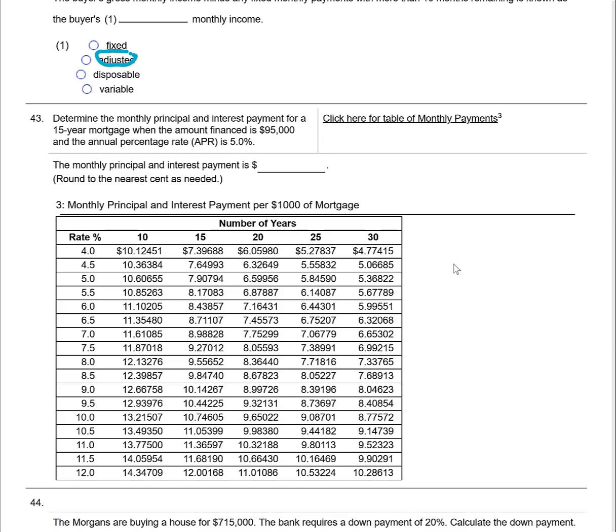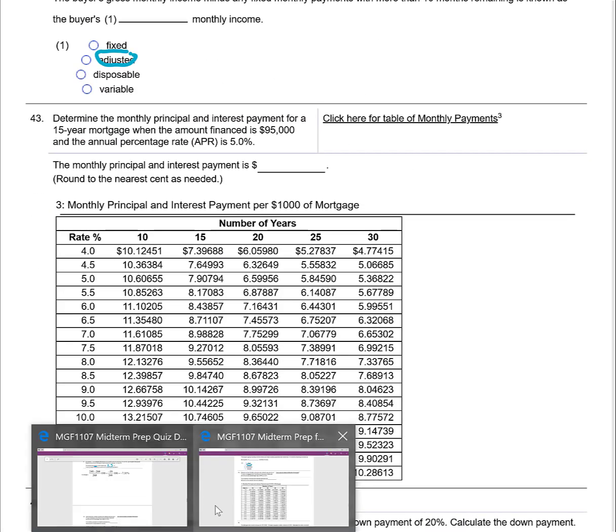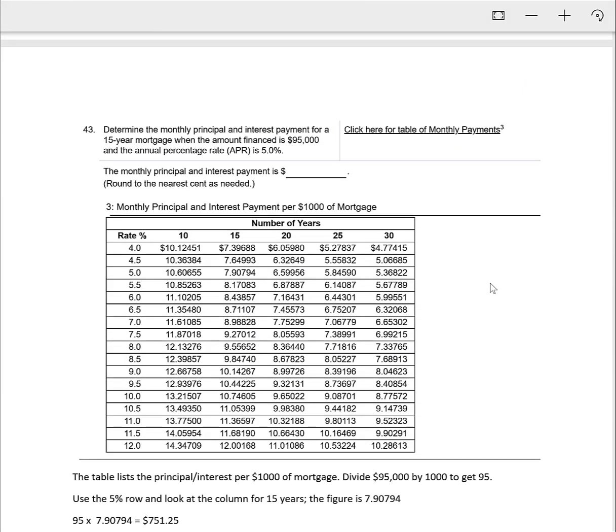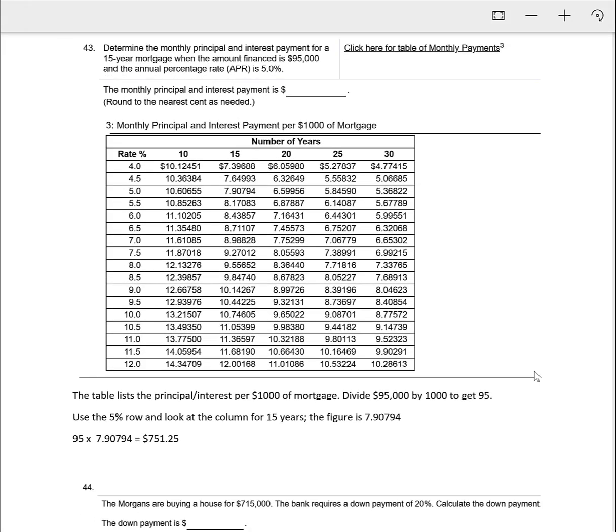All right, now we're going to go over and do a mortgage payment where we're using a table. Okay, so what do we do here? This table lists the amount of interest and principal for $1,000, and we want to finance $95,000. So we take 95,000 and divide by 1,000. So we see there's 95 units that we're financing. And then we look in the table at the 5% row, and we're doing 15 years of payments. So in the 5% row, there's the multiplier that we're going to use, 7.90794. And we multiply that by 95, and so we get a monthly payment of $751.25.